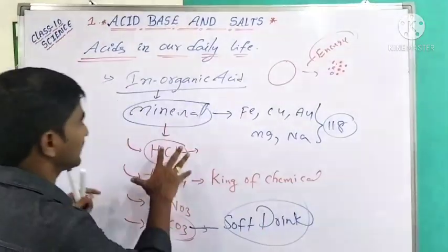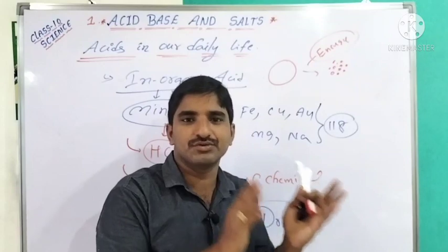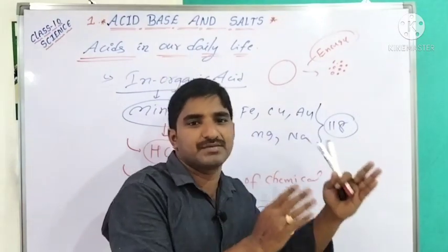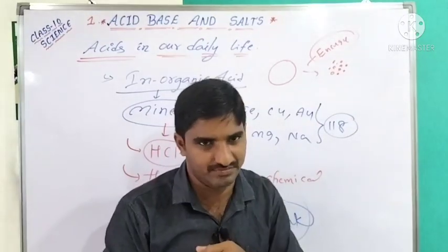So finally, acids are classified in two ways: organic acids and inorganic acids. Organic acids are obtained from plants and animals. Inorganic acids are obtained from minerals. These are the classification of acids.